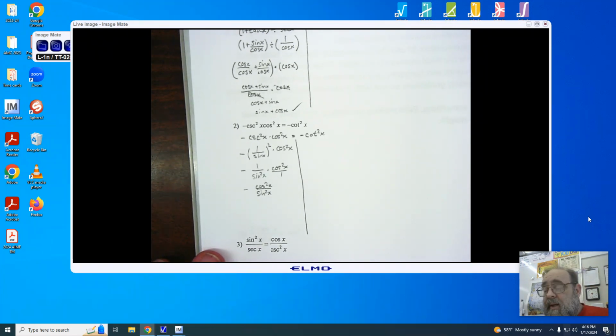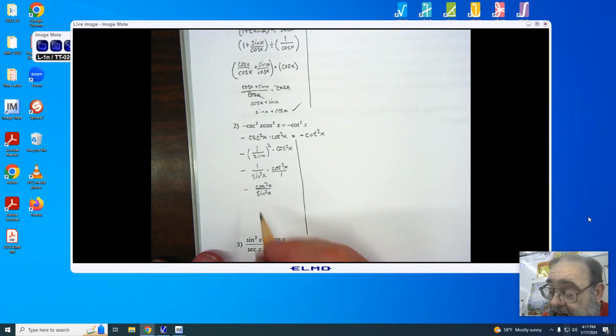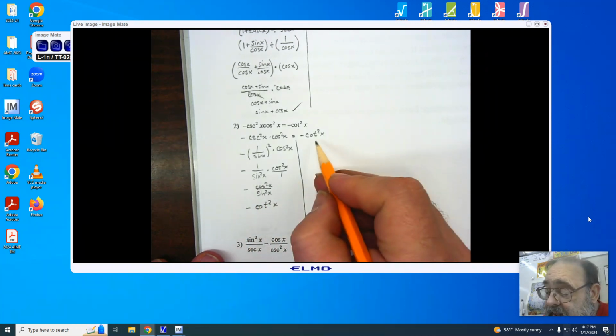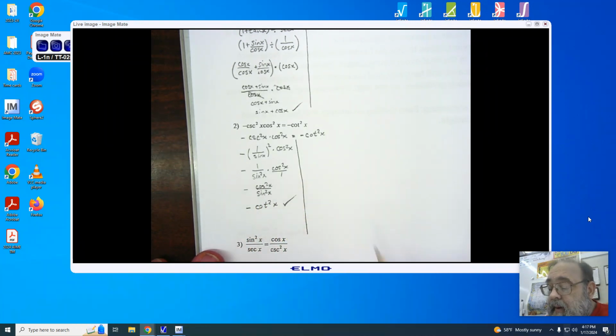Now you'll notice we know that cosine squared x divided by sine squared x is simply cotangent squared x. So I'm going to now do that replacement with my ratio identity and get cotangent squared of x. Notice they are now equivalent, and I have verified the identity. And therefore, negative cosecant squared x cosine squared x is indeed negative cotangent squared x.